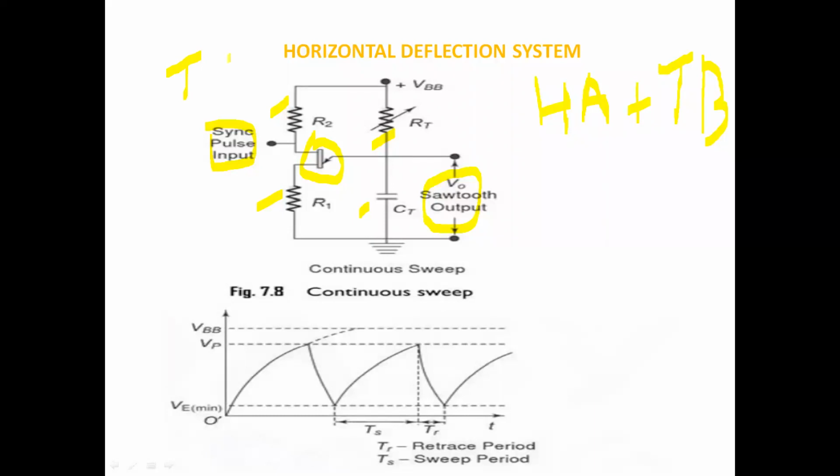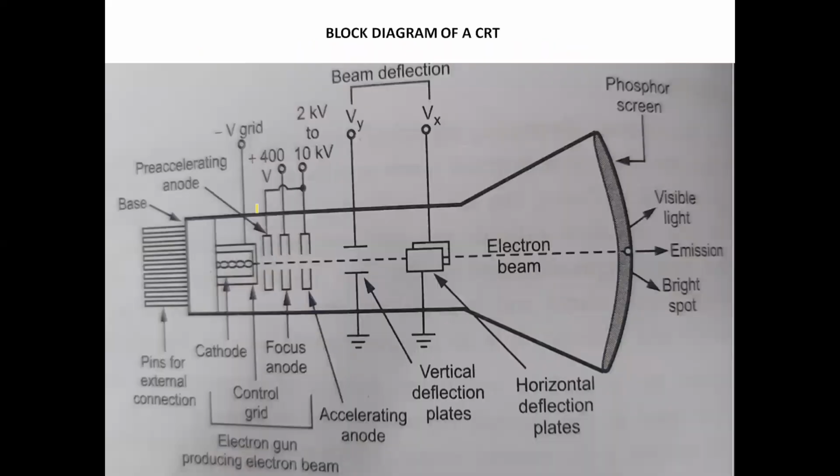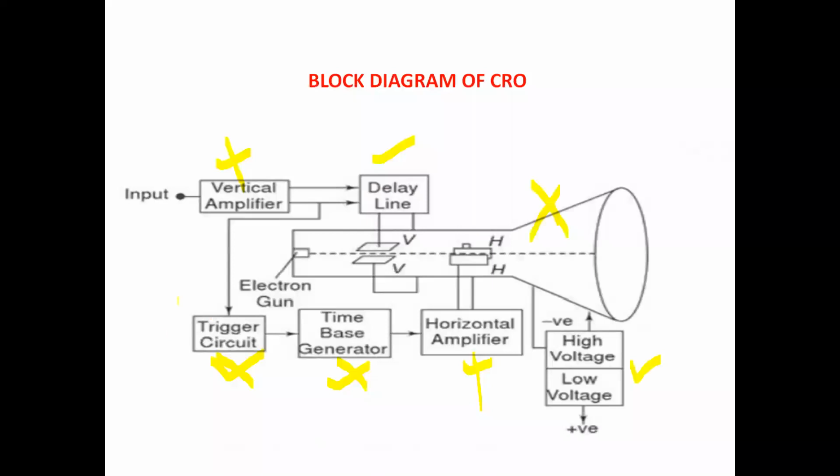The trigger circuit, which comes before, contains a triggering circuit as well as a synchronous circuit. Both are involved in that triggering circuit. The triggering pulse is given to the synchronous circuit, and that synchronous circuit output is given to the time-base generator.